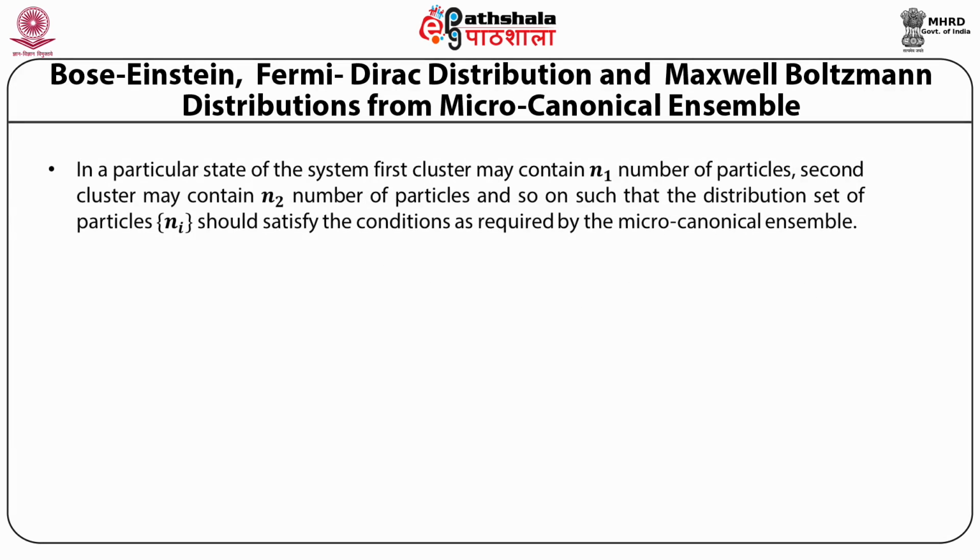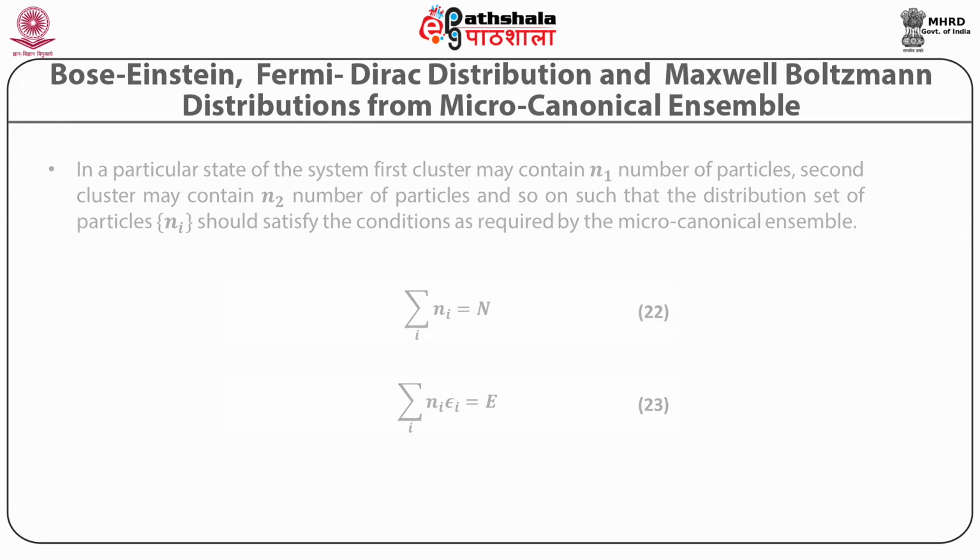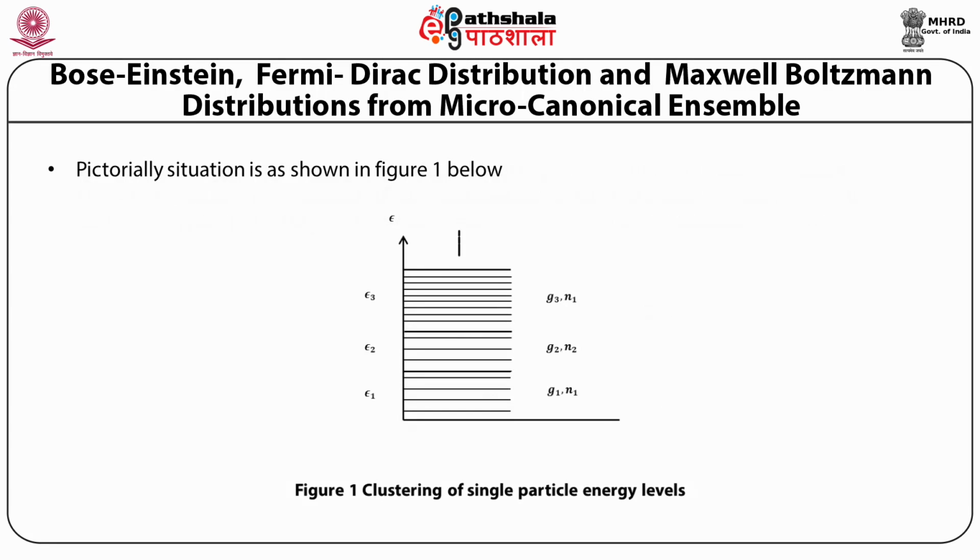In a particular state of the system, first cluster may contain n1 number of particles and so on, such that the distribution set of particles Ni should satisfy the conditions as required by the microcanonical ensemble, that is, summation over i Ni is equal to n and summation over i Ni epsilon i is equal to E. Pictorially, situation is as shown in figure 1.